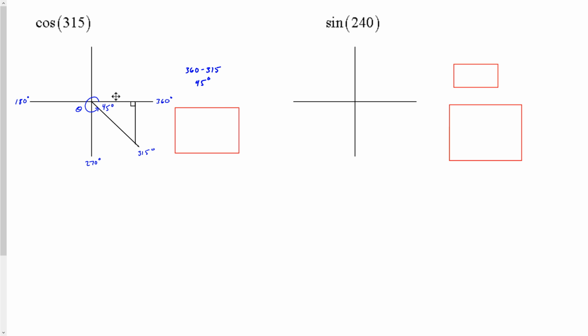Labeling the sides of this triangle based on our special right triangles, we would have x for the horizontal leg. We'd have negative x for the vertical leg because it's coming down from the x-axis. And then x times the square root of 2. Again, the hypotenuse is always a positive value. So from here, we can write that the cosine of 315 is adjacent over hypotenuse, so x over x times the square root of 2. Simplifying the x's and rationalizing the denominator, we would find that the cosine of 315 is square root of 2 over 2.